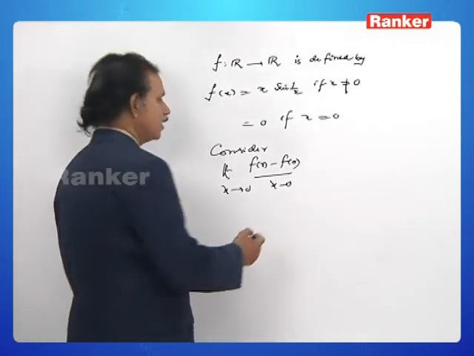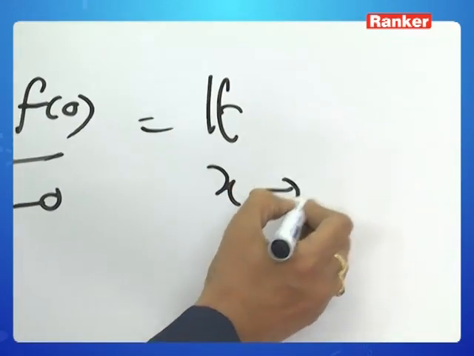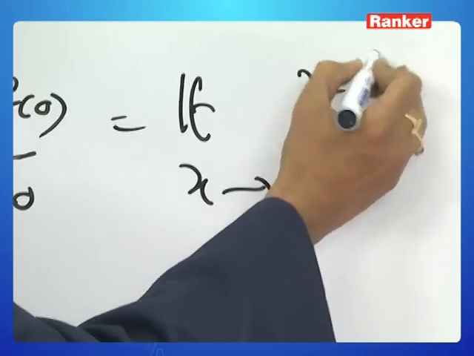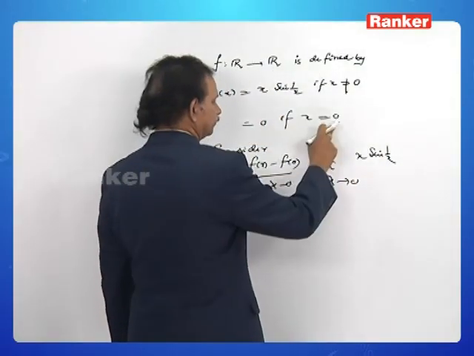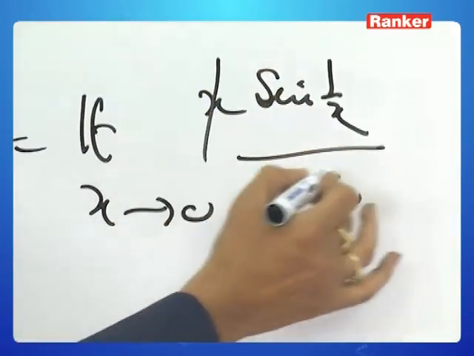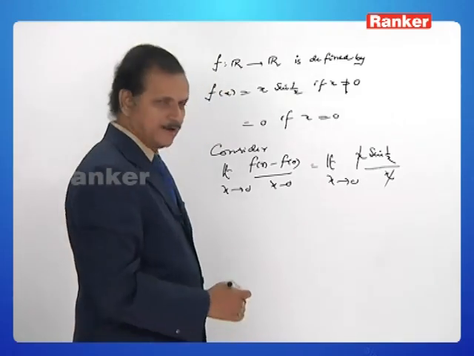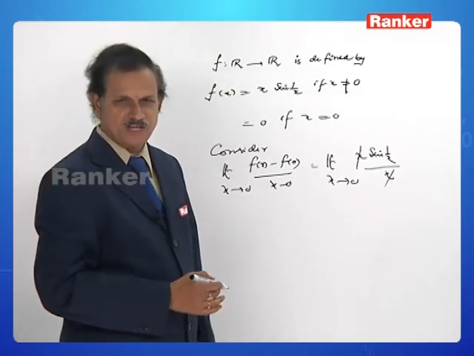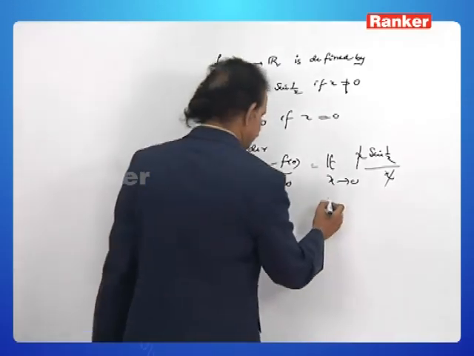How? Look here. This is equal to, what is f of x? What is f of 0? 0, leave it off. x minus 0 is x. So what is going to remain here? Sine 1 by x. That is also a famous function whose limit as x tends to 0 does not exist.